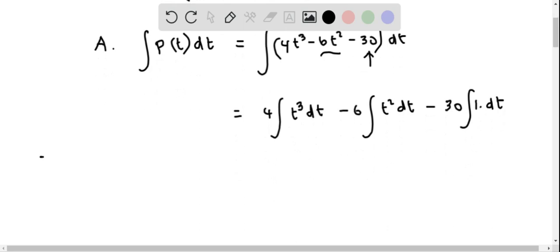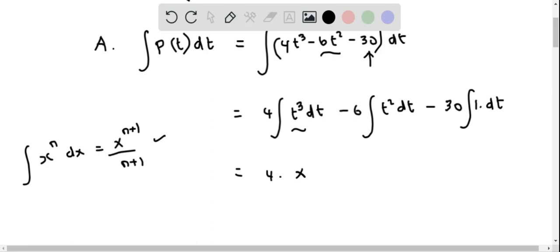Now we use the power rule of integration to integrate each of the terms. That is, the integral of x to the power n equals x raised to the power of n plus 1, divided by n plus 1. And so when we use this for each of these integrals, this becomes 4 times, here n equals 3, so x raised to the power of 3 plus 1, which is 4, divided by the same number 4, minus 6 times, this will become t to the power, we add 1 to 2, so 2 plus 1 is 3, which is t cubed, divided by the same number, that is 3, minus 30 times the integral of 1 dt, which is basically t, and we also put the constant of integration c.